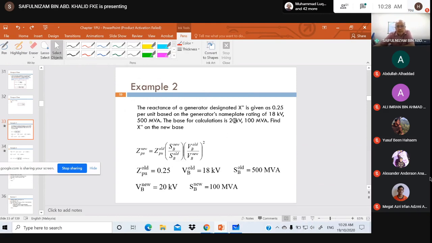This is the subtransient reactance of the generator, which is 0.25 per unit. So remember, when there is the X, it means that you need to include the J. This is the imaginary part of the impedance. You need to include J here. J 0.25. Whether it's given or not, you have to include the J here.